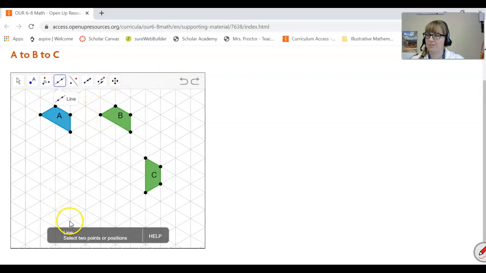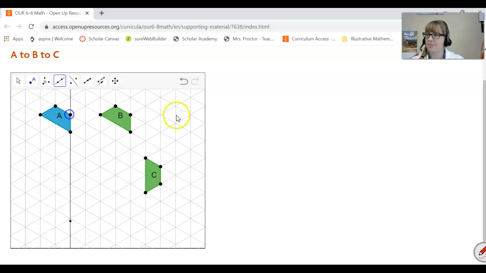To get started, I'm going to add a reflection line right here. And now I'm going to reflect image A. So reflect image A over this line, and you can see it's in this position. Can you see it now? We can do it again.